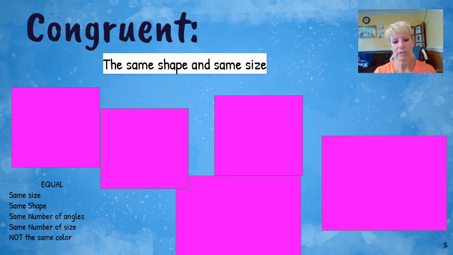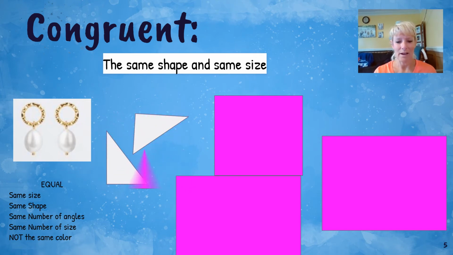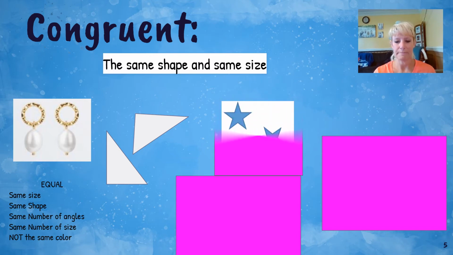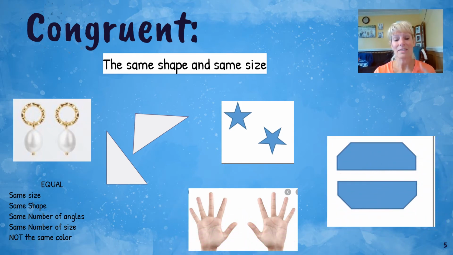Okay, so congruent means the same shape and the same size. So I'm going to show you a few things that are congruent. Here we have the same shape, the same size. You're going to find a lot of things people wear are congruent because they're the same shape and same size. All right, here we have shapes that are actually the same shape, the same size. The same shape, the same size. The same shape, the same size. And the same shape and the same size.